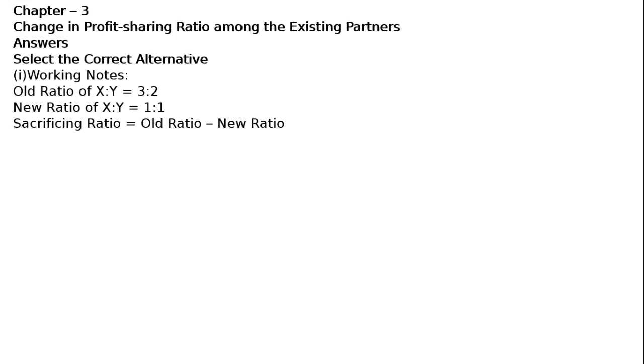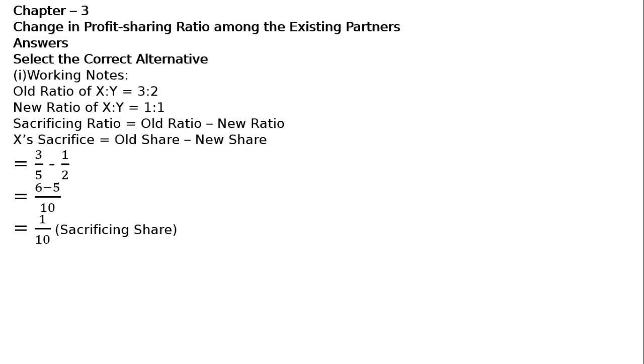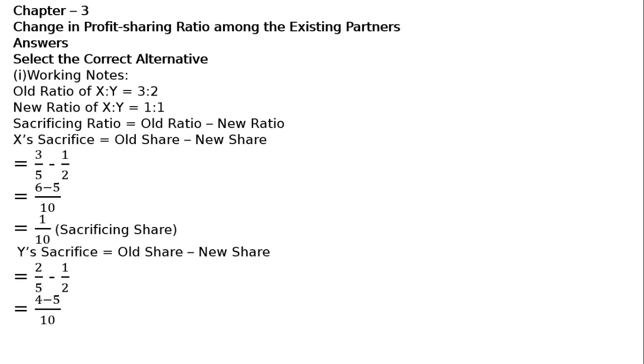That is, we have to find out sacrificing ratio, old ratio minus new ratio. Excess sacrifice, old share minus new share. Old share is 3/5, new share is 1/2. That is equal to LCM 10, 6 minus 5, that is 1/10, sacrificing share of X. Y's sacrifice, old share minus new share. Old is 3/5, new is 1/2, that is equal to LCM 10, 4 minus 5, that is equal to minus 1/10. This is gaining share. First was sacrificing, second one is gaining.